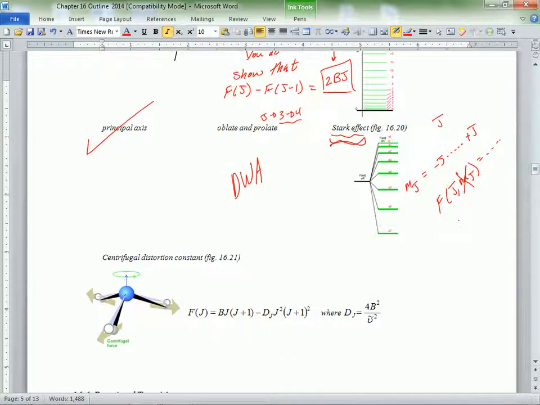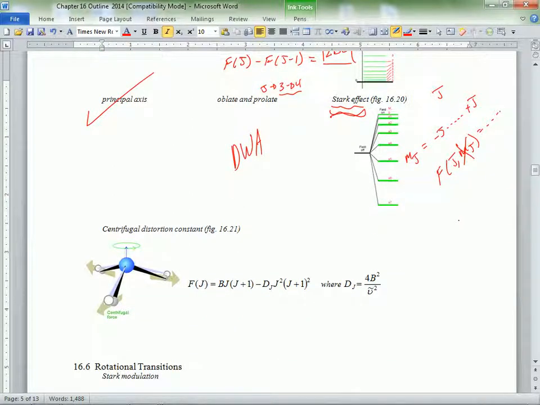Okay. Centrifugal distortion constant. I added this this morning because I don't think it was in your notes. Only worry about the concept. Only the concept here is really important. But what is the concept? What's going on? It has a lot to do with this page 464, even though we're only going to use one equation on it.